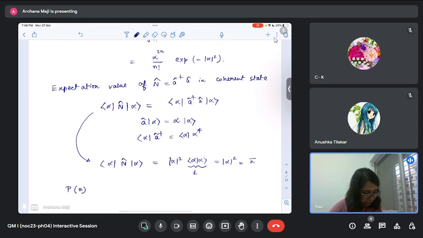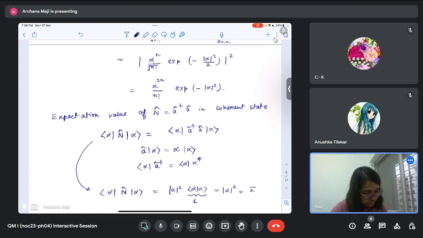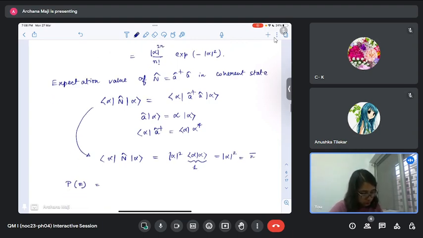So therefore what do we see? The probability of finding n particles. So there was that mod. Since alpha is not real, alpha is in general complex, you should better write mod of alpha, so mod of alpha to the power 2n. So mod alpha square, we see, is the mean number, the expectation value of n, which we denote as n bar. So the probability distribution is n bar whole to the power n divided by n factorial.